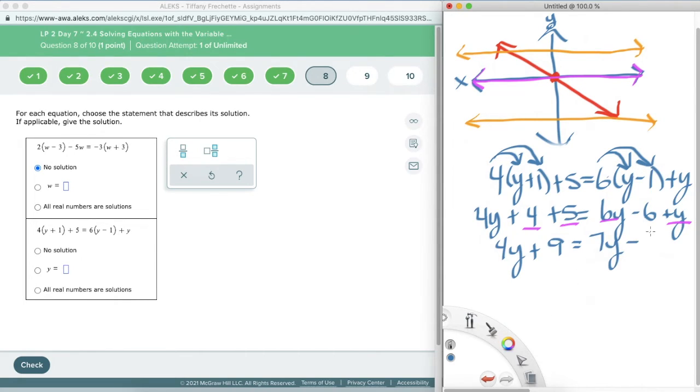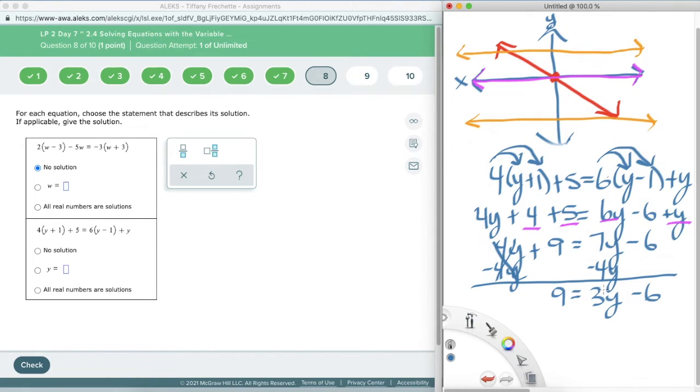All right. So now it's very similar to what we were doing before. We want to bring our variables together. So if I want to make sure it's positive, I'm going to subtract 4y instead of the 7y. Again, I just prefer positives, so I don't have to deal with that part at the end if I don't have to. 9 comes down. We end up with 3y here minus 6. Again, we're just subtracting there.